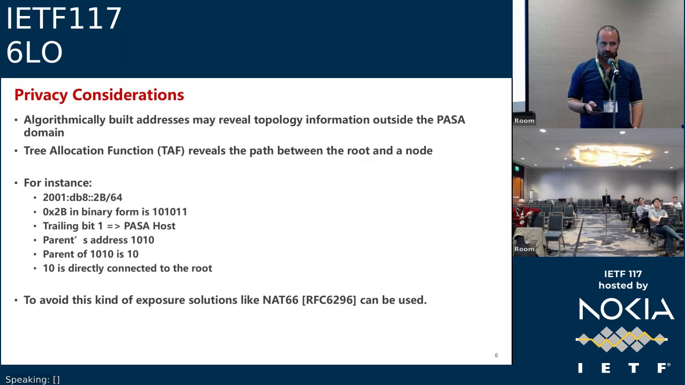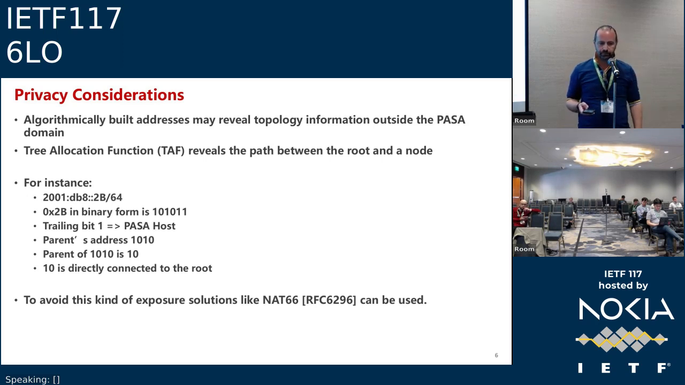The other point was in the privacy considerations. The first consideration is if you build the address algorithmically, this may reveal topology information, or let's say you can reverse engineer the algorithm and, looking at the address, you can understand things about the topology. This is especially true in the tree allocation function, okay? Because in the way we build the addresses, you know the topology. And you have an example here in this slide.